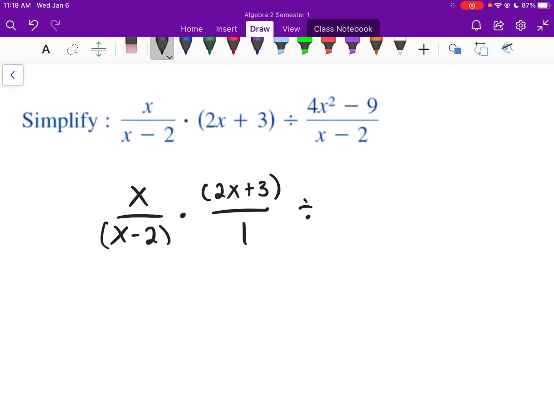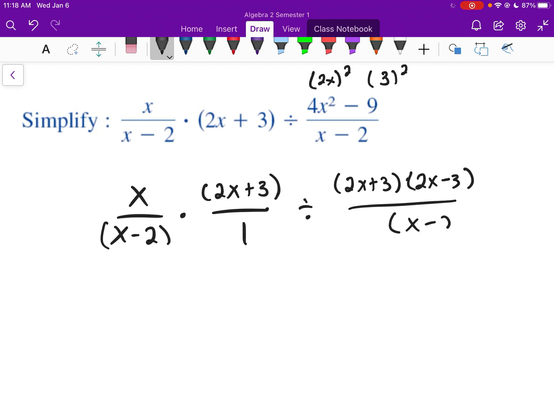divided by 4x squared minus 9. That is a difference of squares again. So what am I squaring? Squaring 2x. I'm squaring 3. So that will factor into 2x plus 3 and 2x minus 3. Nothing to factor with the x minus 2.